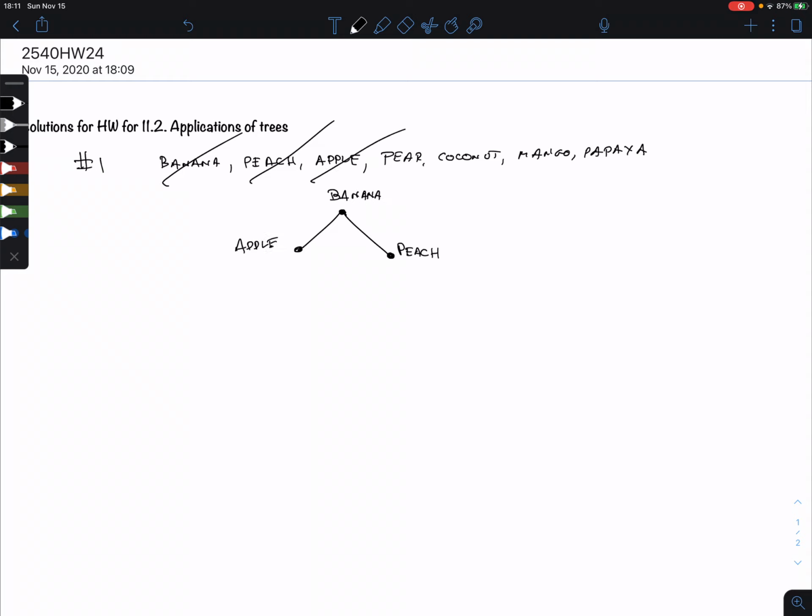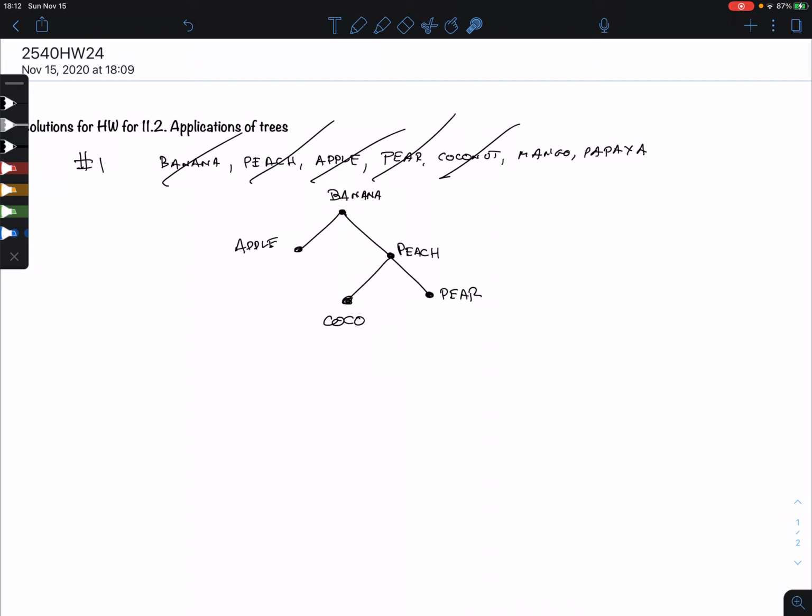Pear. Pear is to the right of banana, and so they go right, and there I meet peach, and I compare with peach, and that is actually still to the right. Since it doesn't exist, I make a new child. Coconut. Coconut is to the right of banana, right? Then I compare it with peach. Well, it's smaller than that, so we have to go left, but there is no left, so I make a left. It's coconut.